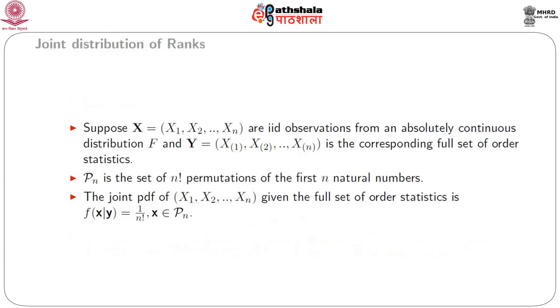Next, we shall discuss how to obtain the joint distribution of ranks. Suppose x1, x2, ..., xn are IID observations from an absolutely continuous distribution F, and Y is the corresponding full set of order statistics. Suppose Pn is the set of n factorial permutations of the first n natural numbers. Then the joint density of x1, x2, ..., xn given the full set of order statistics is 1 by n factorial, where x is any observation running over Pn, that is, over the set of n factorial permutations of the first n natural numbers.